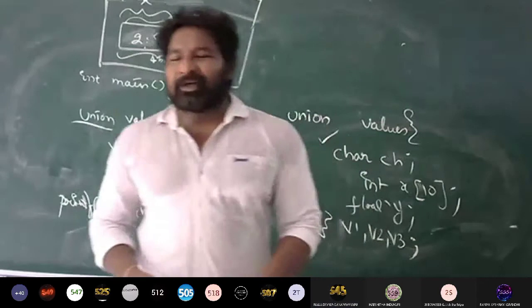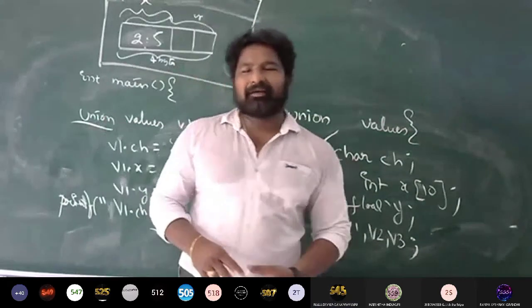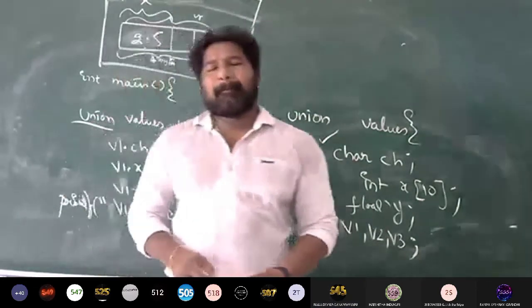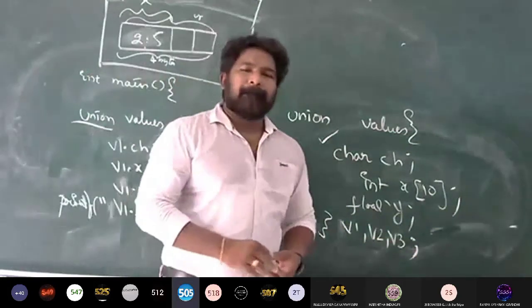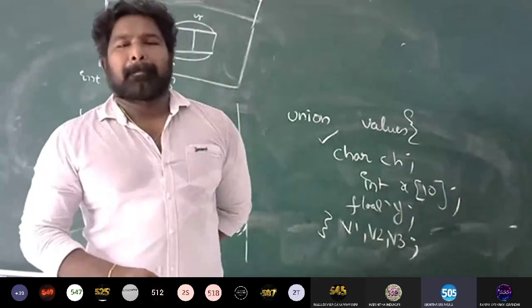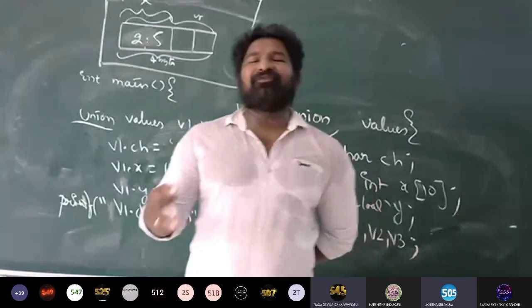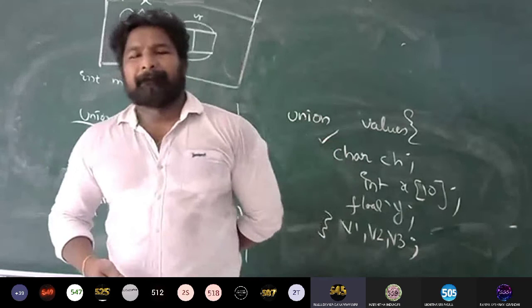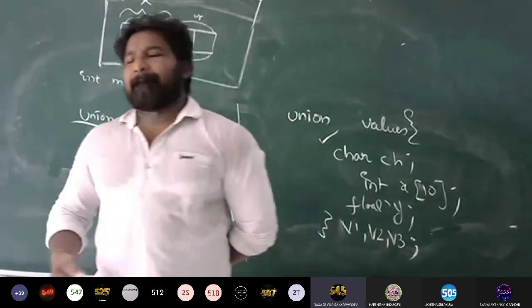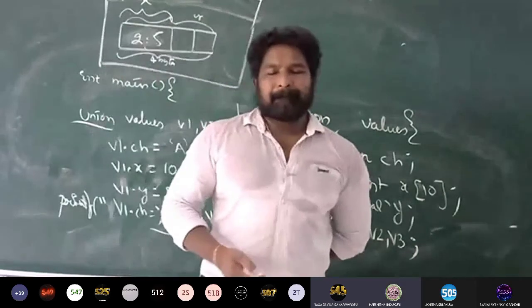Okay, can anyone tell me what is the difference between the structure and union? What did you observe? Differences. Structure takes more space, sir. Structure allocates space for every member. Union allocates only a single space. There are also differences between the keywords structure and union.